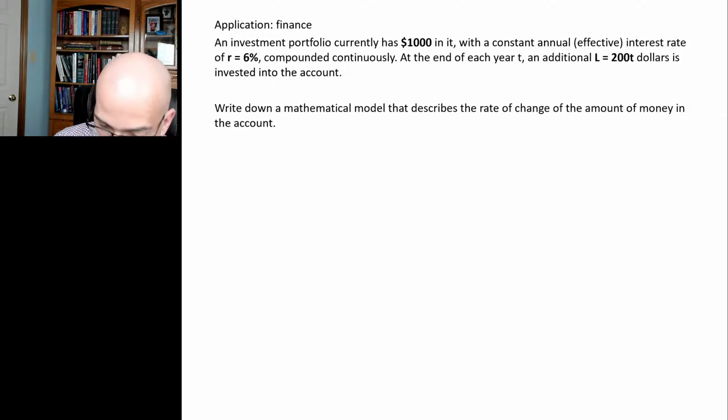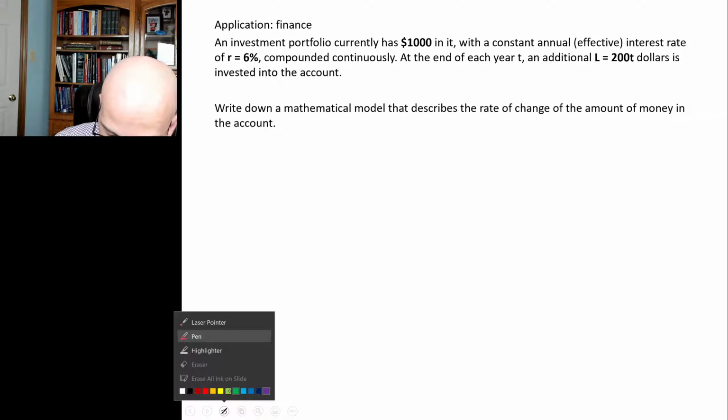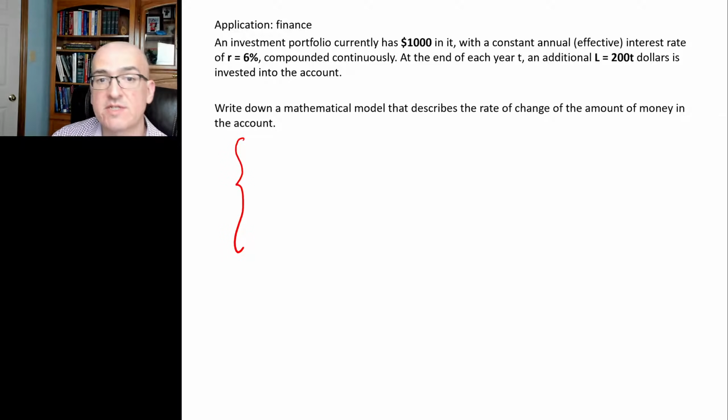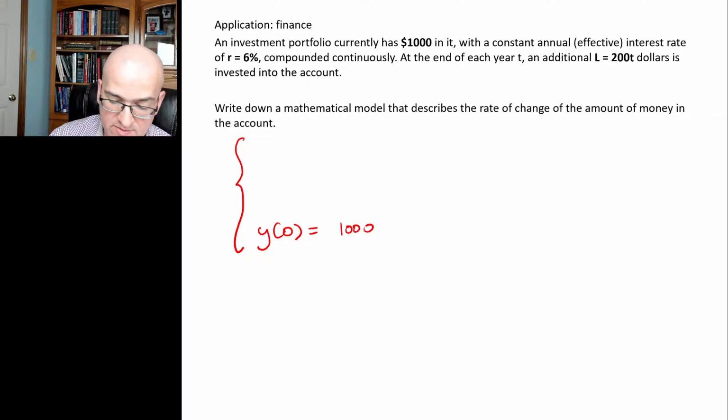What mathematical model? So this doesn't want us to solve the entire thing, it just wants the model. So the easiest part of the model is the initial condition. How much money is in there initially? y of 0 is equal to 1,000. Initial amount of money.